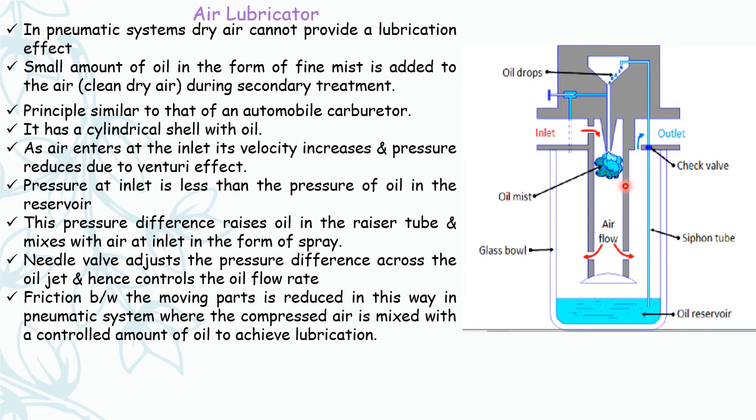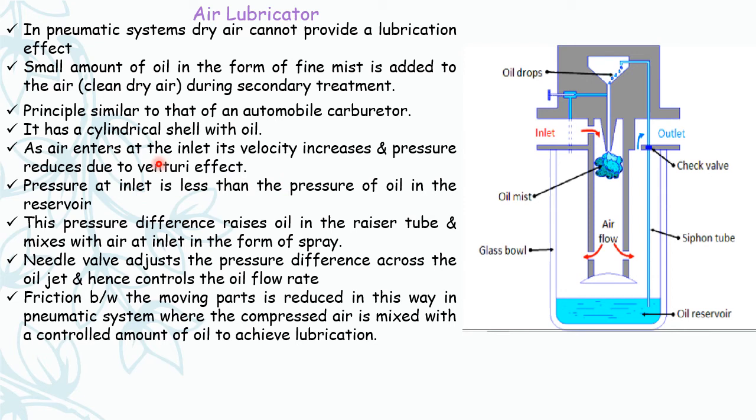As you know, the FR unit is your secondary treatment. In this air lubricator, a small amount of oil in the form of fine mist is added to the air. You can see this oil mist is added to the clean air through this siphon tube, that is the capillary tube. The principle of this is similar to that of an automobile carburetor. It has a cylindrical cell with an oil reservoir.